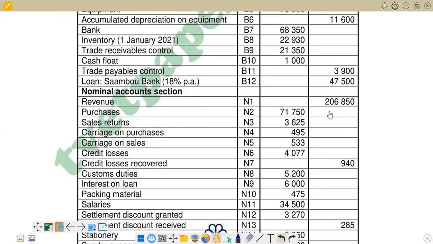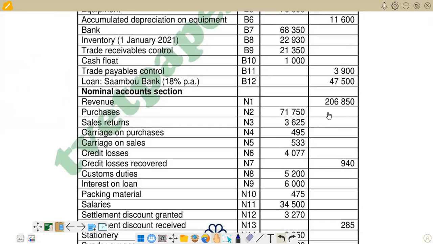But before you enter that revenue, you try to see if you have any sales returns. If you go down, you'd see that we've got sales returns there, 3,625. So our revenue is 206,850. Then we have sales returns. Remember, when there are sales returns, they reduce the amount of revenue because these are goods that have been returned. It means they are no longer part of our sales. So we need to subtract them from 206,850.